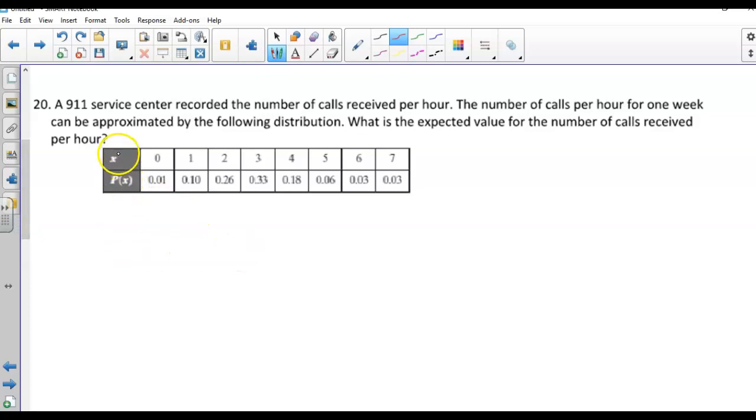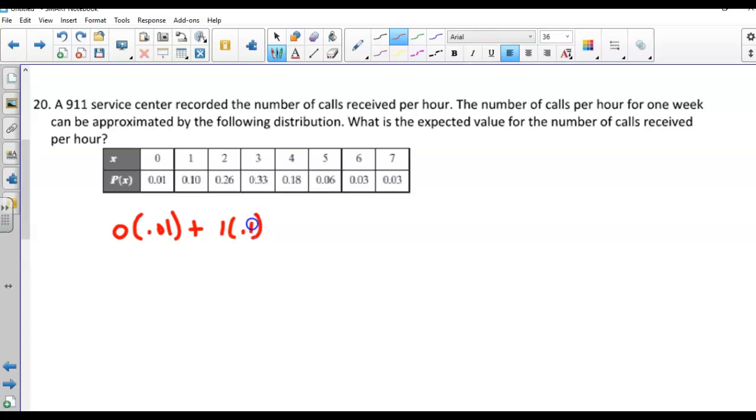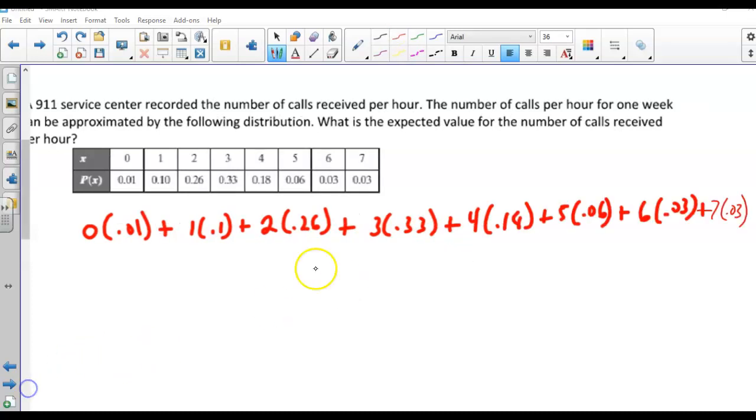A 911 service center recorded the number of calls received per hour. The number of calls per hour for each week can be approximated by the following distribution. What is the expected value of number of calls received per hour? So this one, you have it right here: 0 times 0.01, we got 1 call times 0.1, then we have 2 times 0.26, then we got 3 times 0.33. I'm going to write these all out real quick. So I wrote it all out.